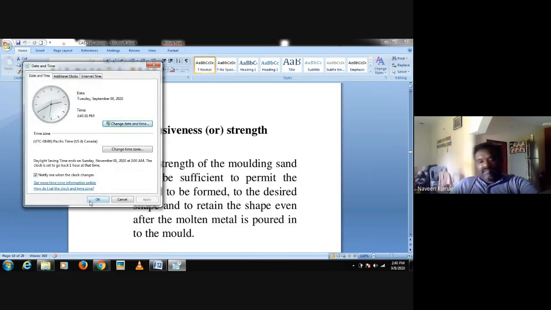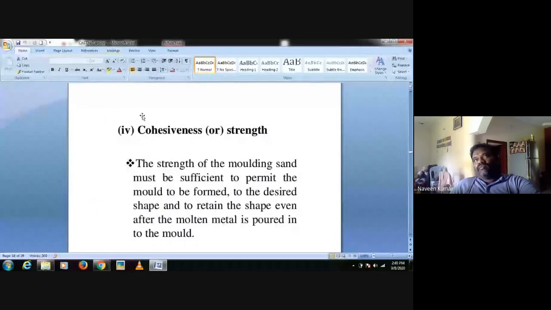Next, if clay content is more, strength is more. Next, smaller the grain size, strength is higher.